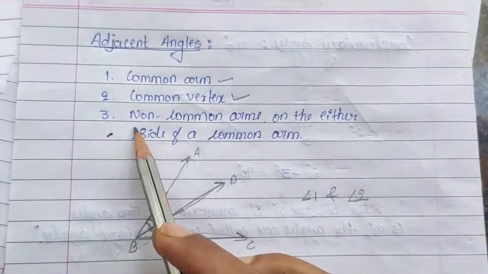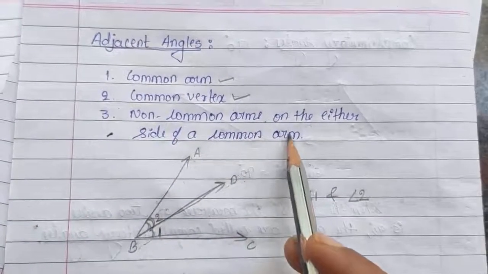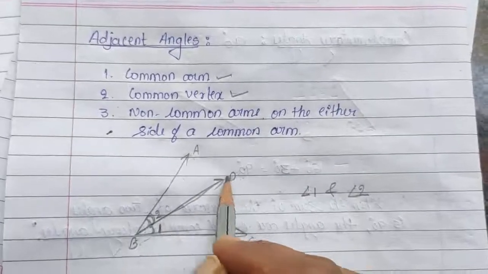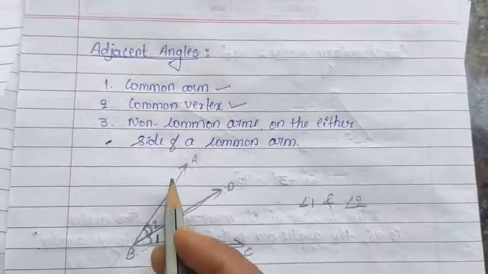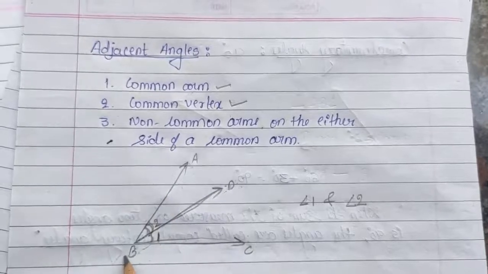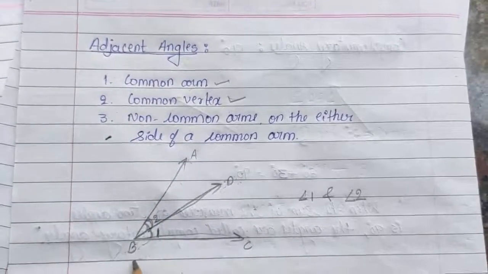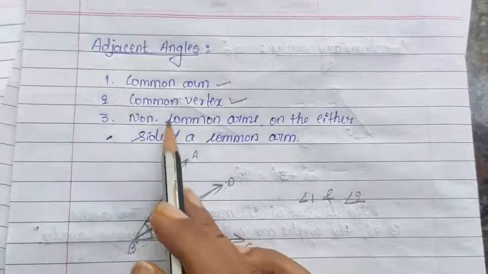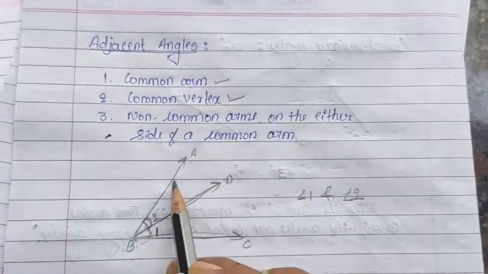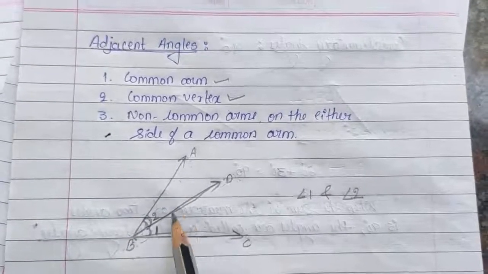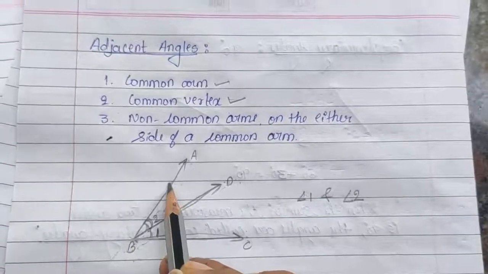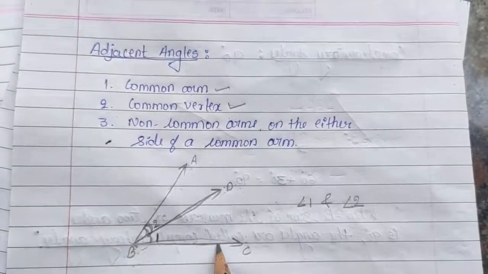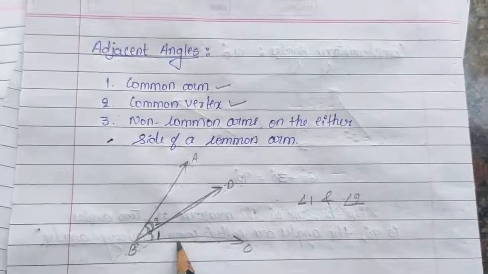Now the third property is non-common arms on either side of a common arm. Here this is the common arm, and these are non-common arms. AB and CB are non-common arms and this is the common arm. Now what is the third property? Non-common arms on either side of the common arm. Upside one non-common arm is there and downside also one non-common arm is there. So this is the third property.